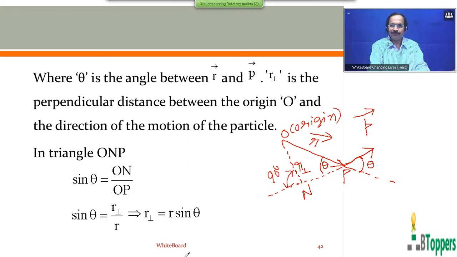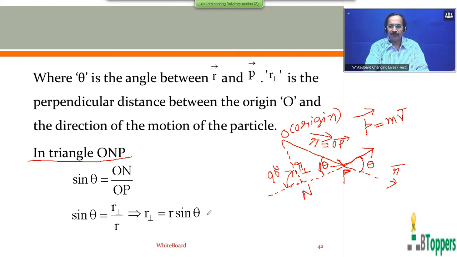OP bar represents the position vector of the particle, that means capital P is the instantaneous position of the particle, and small p bar represents the linear momentum vector of the particle. And theta is the angle between R bar and P bar. Vertical opposite angles are equal, so this angle is also theta. N is the foot of the perpendicular dropped from the origin O onto the direction of the motion of the particle. So as explained before, in the triangle ONP, sin theta is ON by OP, that is R perpendicular by R. R perpendicular can be written as R sin theta.